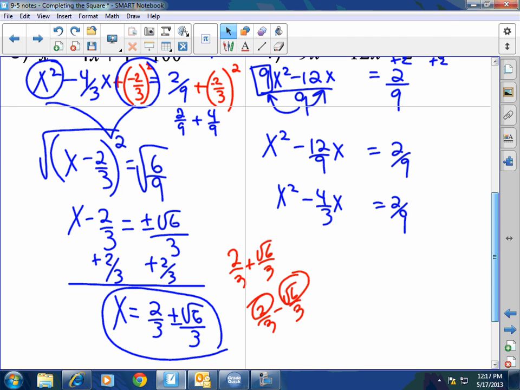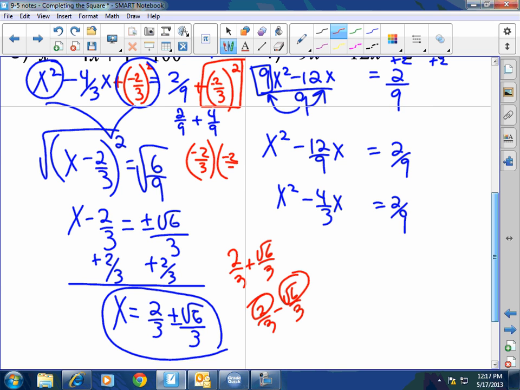I got the 4/9 from squaring my b over 2 squared. Negative 2/3 times negative 2/3 is 4/9. No? Negative 2/3 times negative 2/3 is 4/9. Okay, but that's what you asked me. Go ahead.